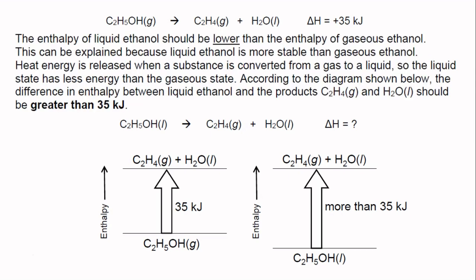Now, this diagram hopefully makes sense to you, but I'm going to go ahead and say this in words. The enthalpy of liquid ethanol should be lower than the enthalpy of gaseous ethanol. This can be explained because liquid ethanol is more stable. Heat energy is released when going from a gas to a liquid. So the liquid has a lower energy level than the gaseous state, and as you can see in this diagram, the difference in enthalpy between liquid ethanol and the products, C2H4 gas and H2O liquid, that difference should be greater than 35 kilojoules. Might be nice to draw the picture to help you visualize this.